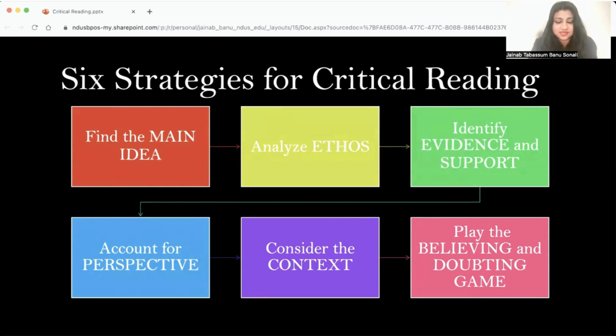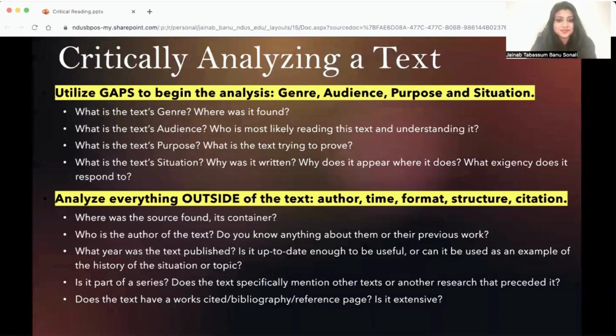Just like the thing that I have mentioned previously, you are reading with the text and against it. You're believing the argument, you're doubting it. And then you come up with your own opinion or idea and you can evaluate the text. Okay. Now, how would you critically analyze a text? First of all, consider these 4 things: genre, audience, purpose, and situation. Ask this question: what is the text genre?